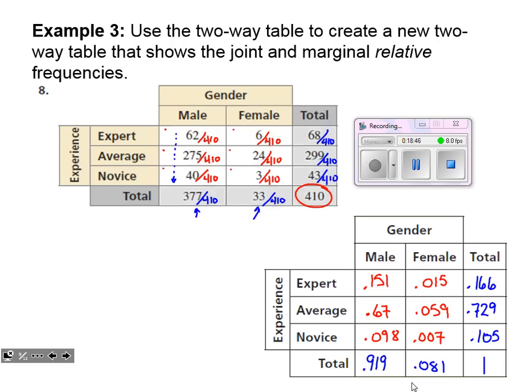And again, we can do a quick check adding down this column and adding across this row, making sure that I arrive at a 1. Obviously, there may be a little bit of rounding there, but making sure that I arrive at a 1 for that total in the bottom right.